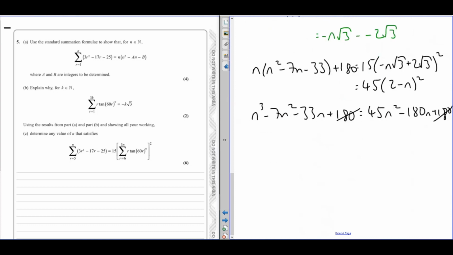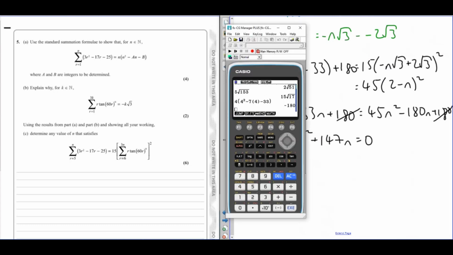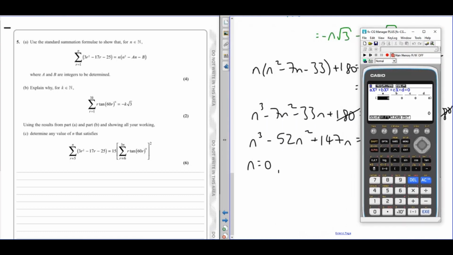These 180s cancel, bring everything over to the left hand side. See this? Obviously, n equals 0 is a solution to this. We can use our calculator to get the other ones. So we've got n cubed, sorry, minus 52 n squared plus 147n. That gives us 49, 3 and 0.